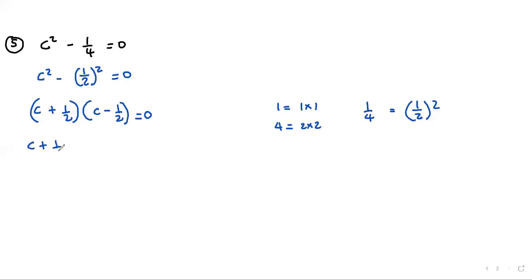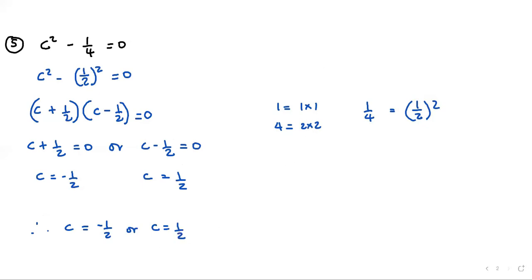So we have c plus a half equals 0, or c minus a half equals 0. If c plus a half equals 0, it means that c is negative a half. And if c minus a half equals 0, it means that c equals a half. So you can see that one answer is negative, another one is positive. So our final answer is that c is equal to negative a half, or c is equal to a half. Please, you must understand that very well, because it might confuse you when I give you exercise.